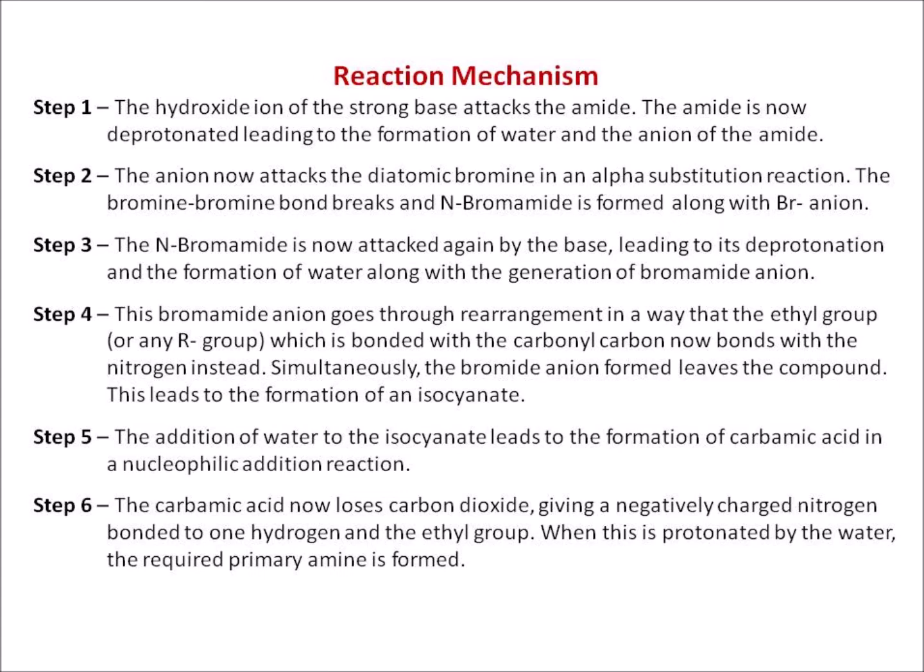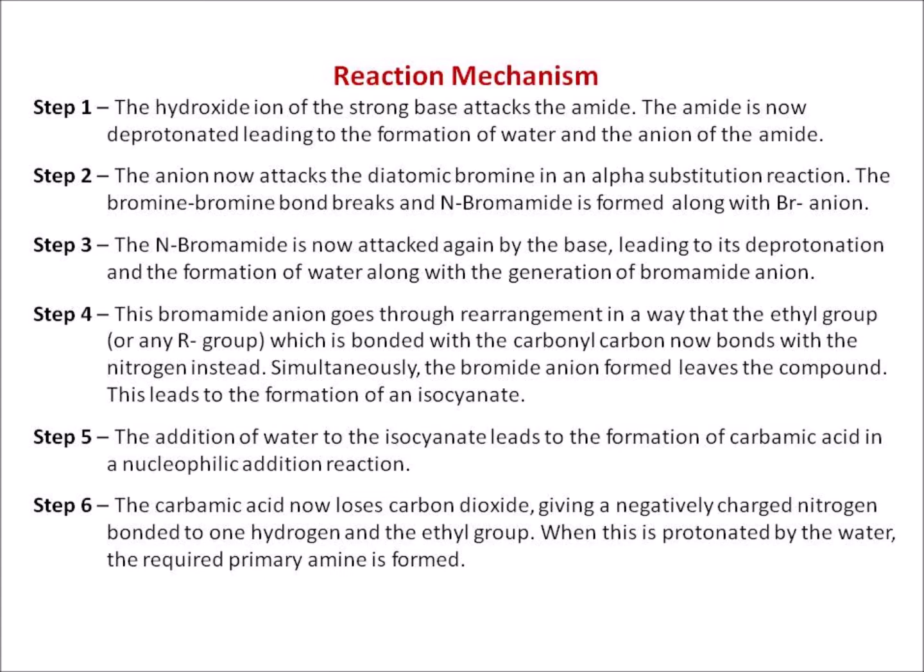In the third step, the N-bromamide is now attacked again by the base, leading to its deprotonation and the formation of water along with the generation of bromamide anion. In the fourth step, this bromamide anion goes through rearrangement in a way that the ethyl group or any alkyl group which is bonded with the carbonyl carbon now bonds with the nitrogen instead. Simultaneously, the bromide anion leaves the compound. This leads to the formation of an isocyanate.